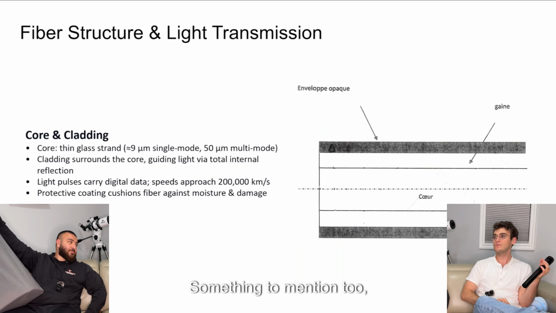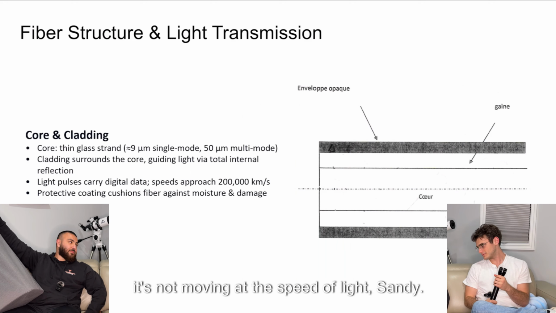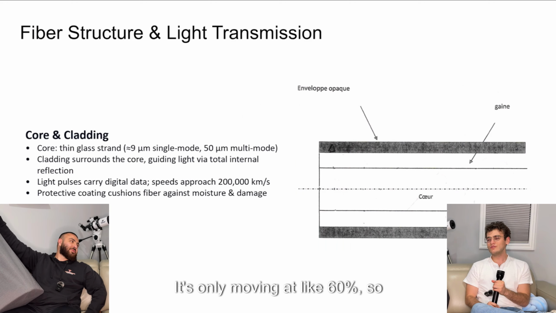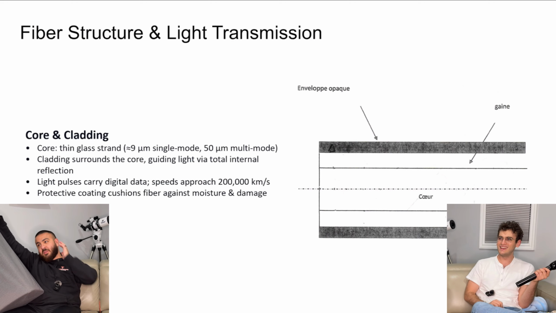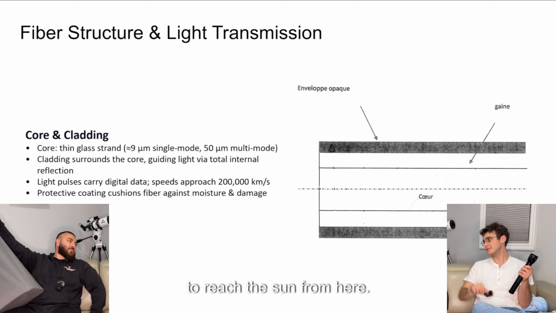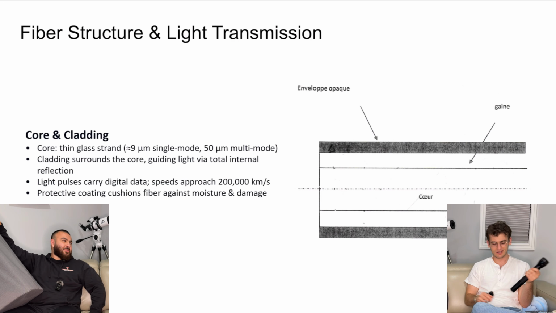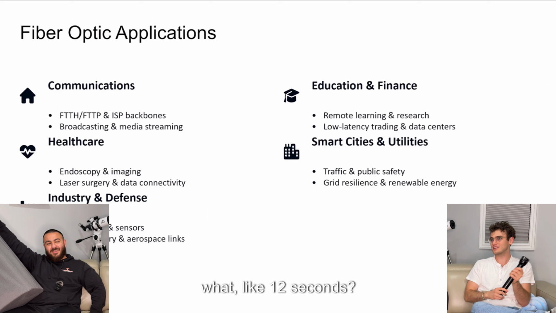Something to mention too is that this light is not moving at the speed of light, sadly. It's only moving at like 60%, so around 200,000 kilometers per second. That's not that fast. It would take a whole 12 minutes to reach the sun from here. What? Wasting our time. Your 0 to 60 is way faster than that. Yeah, but quarter mile, like 12 seconds.